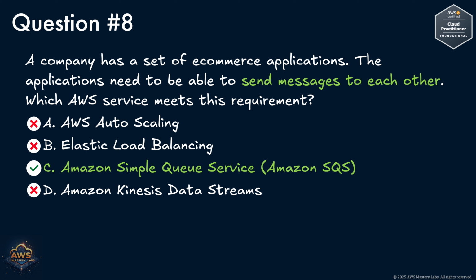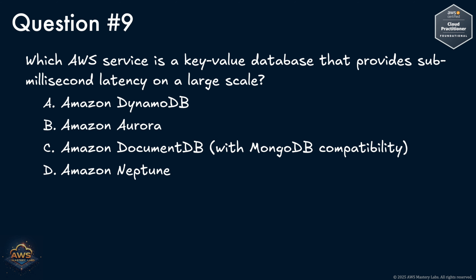Option C is correct, because SQS is designed for exactly this, sending messages between applications in a decoupled, scalable way. Which AWS service is a key-value database that provides sub-millisecond latency on a large scale?